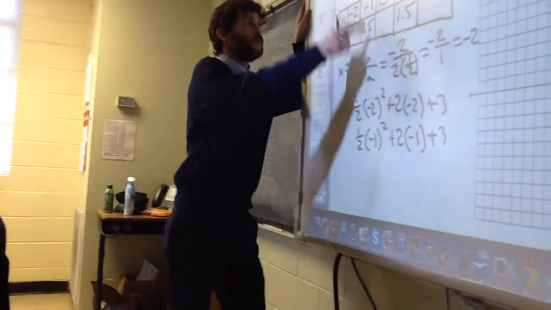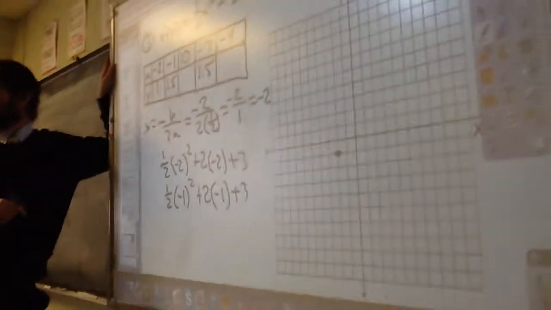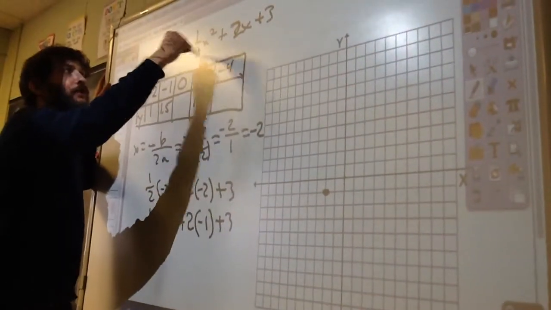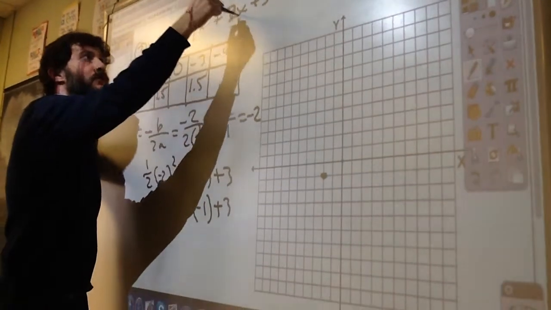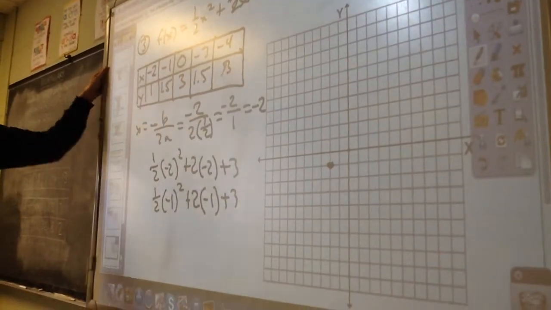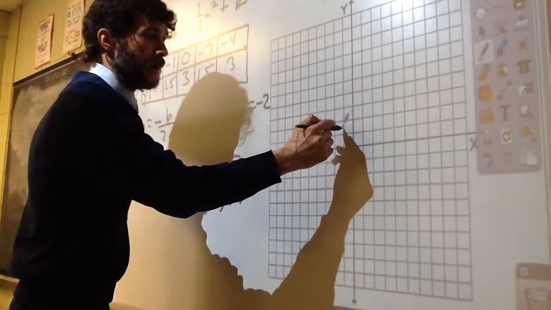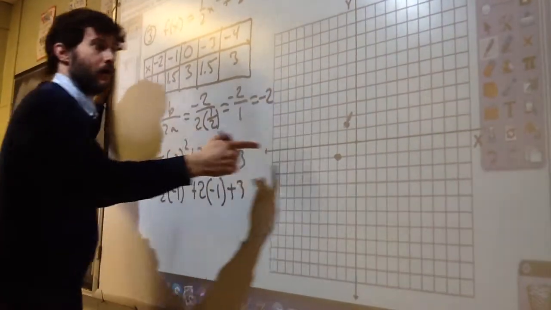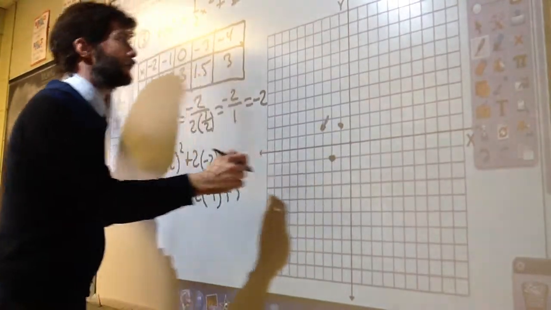Okay, so let's plug in 0, because plugging in 0 is easy. What do I get when I plug in 0? 3. This is going to turn into 0, this is going to turn into 0, and 0 plus 0 plus 3 is 3. Okay, so let's graph it. Negative 1, 1.5, negative 3, 1.5, 0, 3, and negative 4, 3.